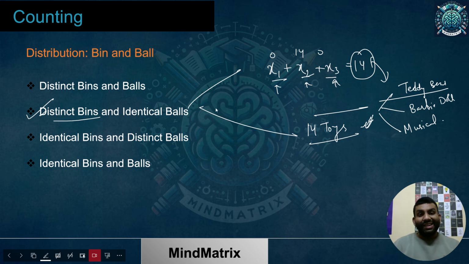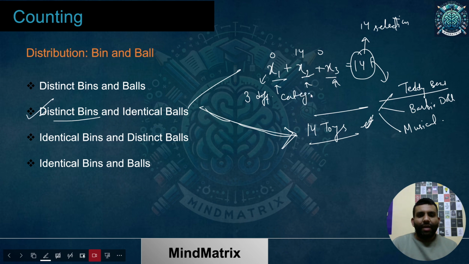An identical example I have created is similar to the combination with repetition example. So now over here it has become like you are having 14 selections, and again you are having three different categories.